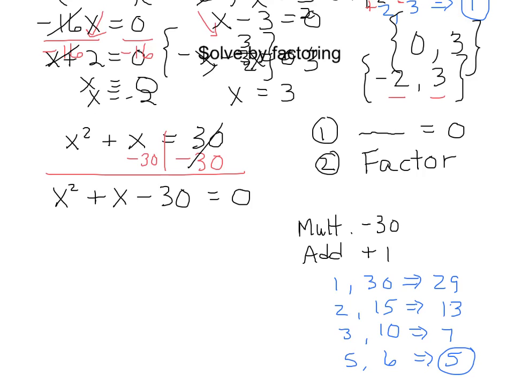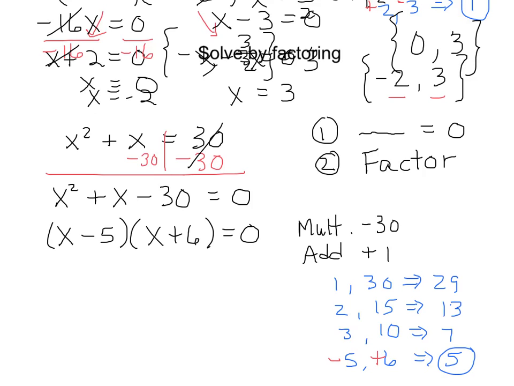So now we need to figure out signs, because we're multiplying to a negative. That means one's positive, one's negative. Larger sign goes with the larger number. So the add is positive, so the larger number is positive. So our 6 is positive, our 5 is negative, and we're ready to come back and put those numbers in our factors. So x minus 5, x plus 6 equals 0.